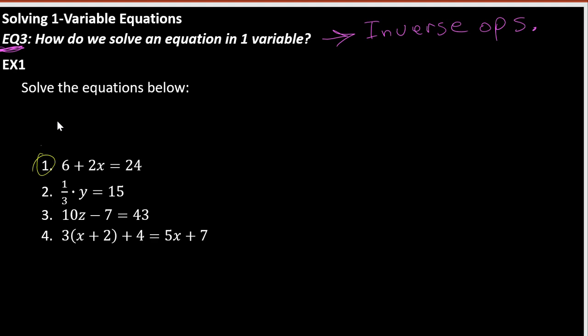So 6 plus 2x equals 24, and these are all actually equations from the do now, right? So if I'm going to solve this, 6 plus 2x equals 24.